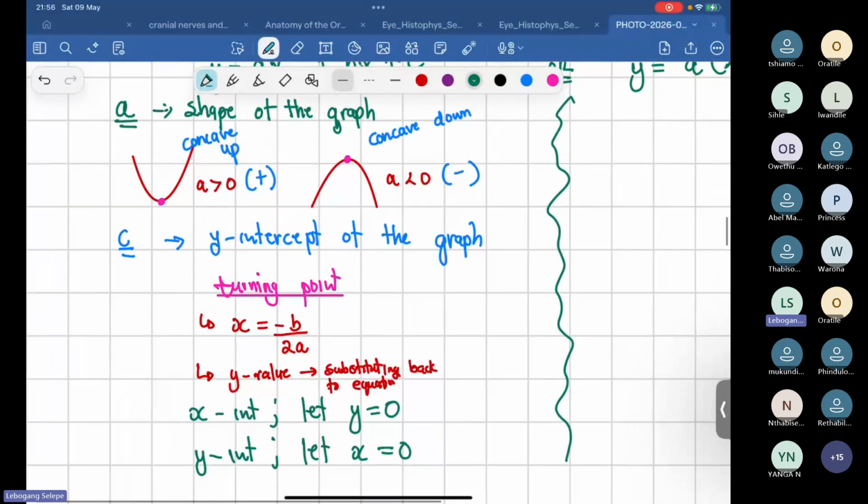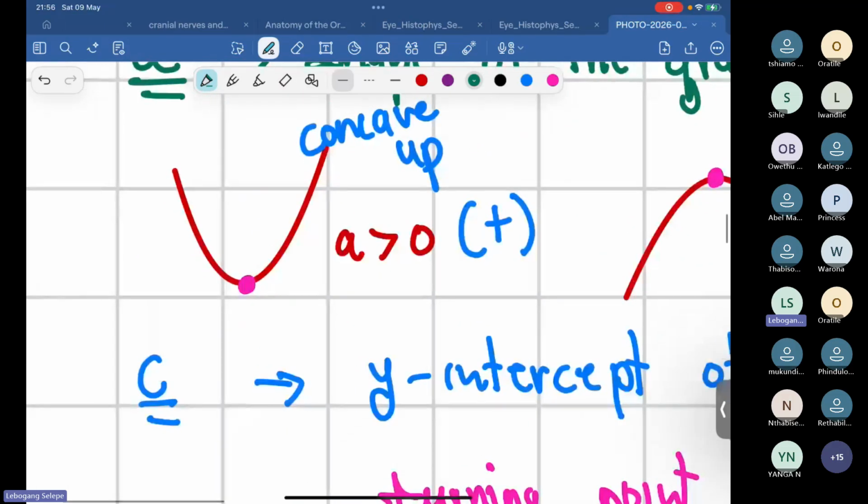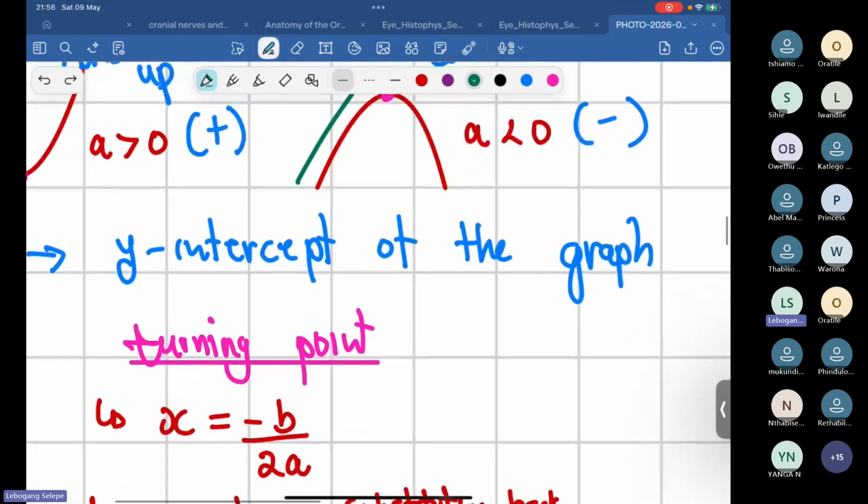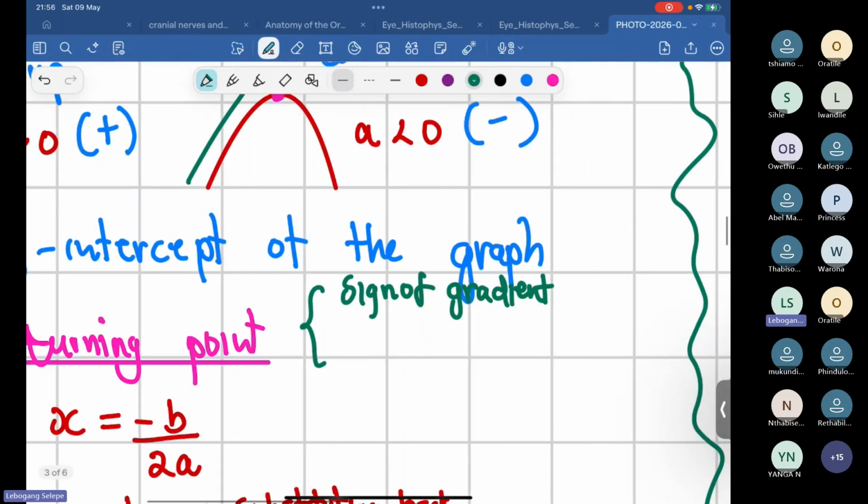Then you should also be able to calculate a point which is known as the turning point. The turning point, as I said, is the point where the gradient changes its sign. So it moves from having a negative gradient to a positive gradient, or from a positive gradient to a negative gradient, right? Also know that at the turning point, the sign of the gradient changes, or the gradient is equal to 0.